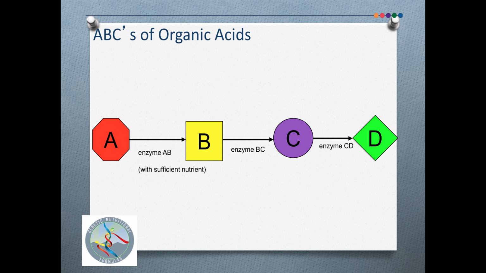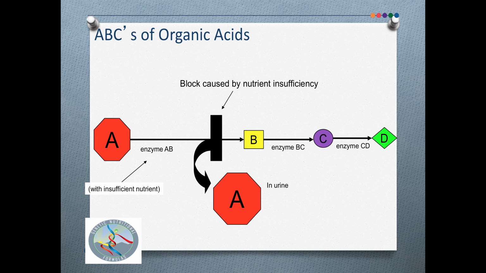So when we look at the organic acids, what we're measuring is how molecule A uses enzyme AB to go to molecule B. And this requires different nutrients or cofactors and minerals. And if this is deficient, molecule A will build up and spill over into the urine, and that's basically what we measure. So if molecule A is trying to go to molecule B and there's not enough nutrient to allow that to happen, molecule A will build up and eventually spill into the urine, and that is what we measure in organic acids.